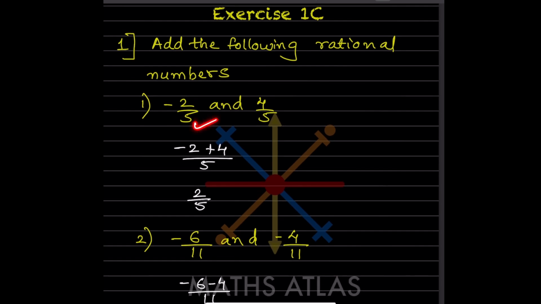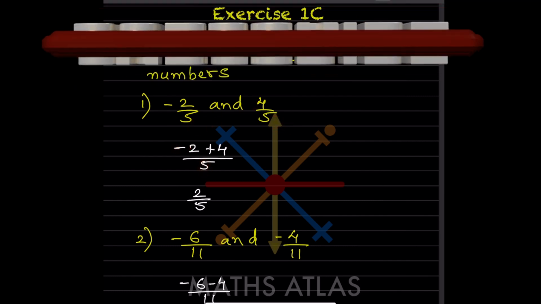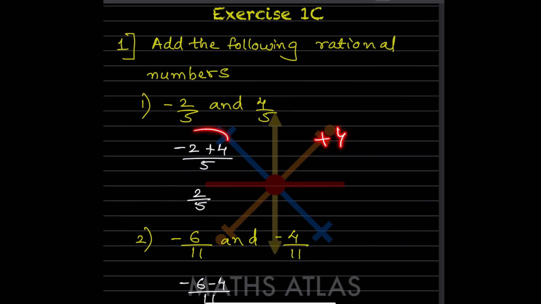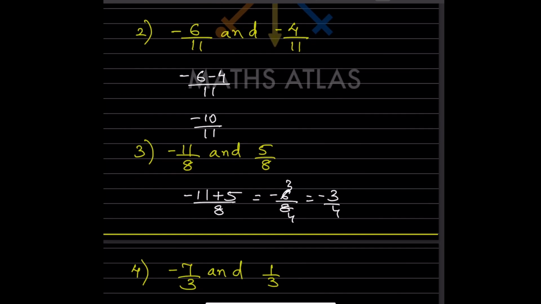Here, because the denominator is the same, I wrote it only once: minus 2 plus 4, this is easy, plus 4 minus 2, that is going to be 2 by 5. Again here, why is this minus? Because plus into minus is going to be minus. So this will be minus 6 minus 4 by 11. Whenever there are two negative signs, we add the numbers but write the negative sign, that will be minus 10 by 11.